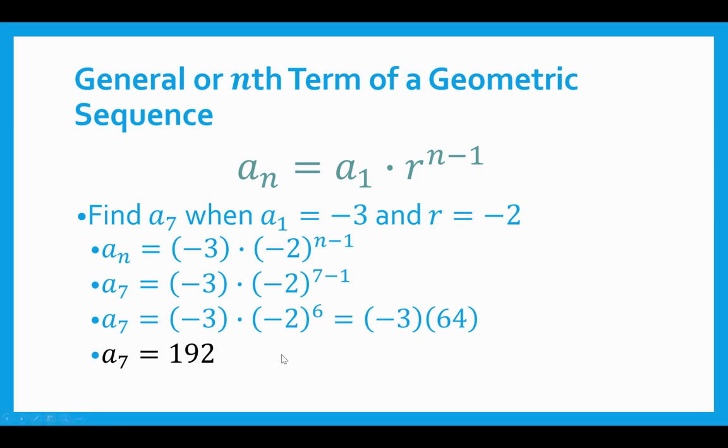And it finishes out with 192. Now, I think there's a miscue here. This should be, I think, a -192. My bad. Yep, my bad.